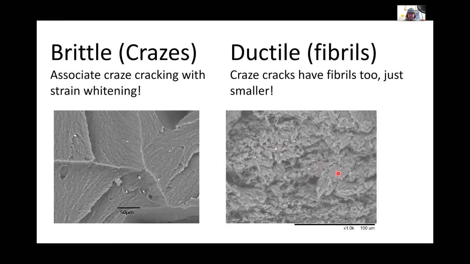This is a rubberized blend, and you see there's a lot more plastic deformation here on this one that I'm highlighting with my laser pointer. And you see these structures, they almost look like gum or something. I almost need to find a better descriptor. But you see these, this is fibrils. And the thing I need to point out is that craze cracks have fibrils too. They're just smaller. When you see fibrillation on this grander scale, that's associated with a large amount of plastic deformation. And we generally associate a fibril heavy fracture surface with a ductile failure.